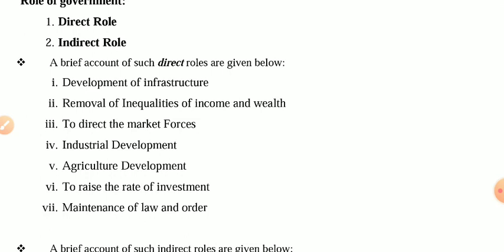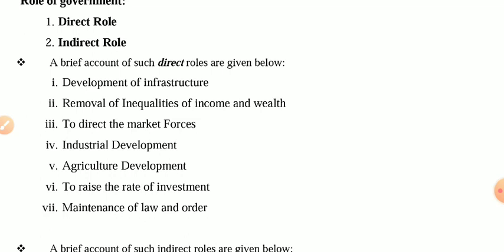The second one is removal of inequality of income and wealth. Government plays a crucial role to remove inequality in the economy. For example, those who are rich in the economy pay more tax as compared to poor people, and for poor people government provides subsidies. Like you purchase a cylinder, the cost of this gas cylinder is 700 rupees. Out of those 700 rupees, 500 rupees you will pay, and the remaining 200 rupees government will pay as a subsidy. So by providing subsidies to the poor and levying taxes on the higher income group, government removes inequality of income and wealth.